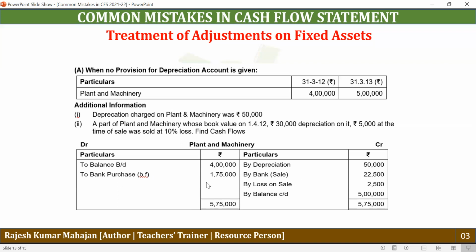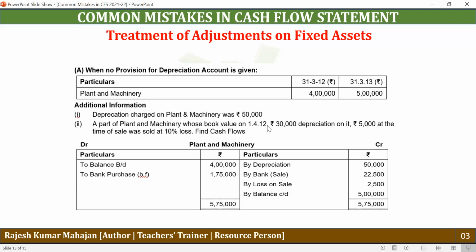And it will be shown as a purchase of plant and machinery under investing activities. So this way we have shown the double effect of all adjustments and the balance figure. This important information you always need to keep in mind: whenever you take any information from the balance sheet and show it in any account in the note, in the adjustment or in the working note, then it is the second effect.